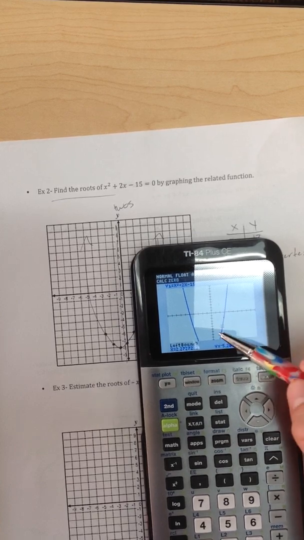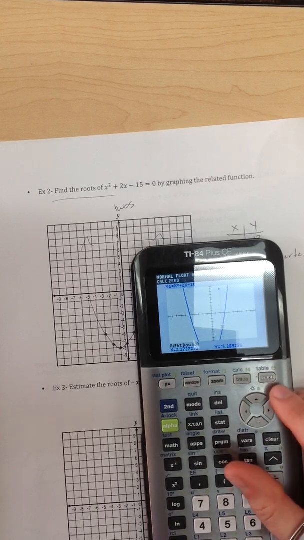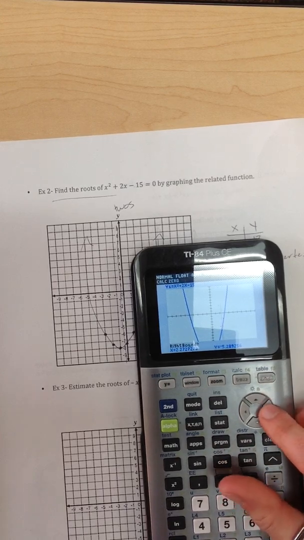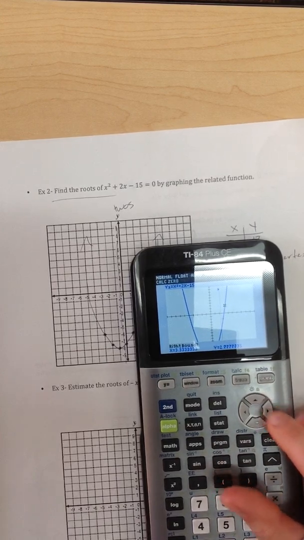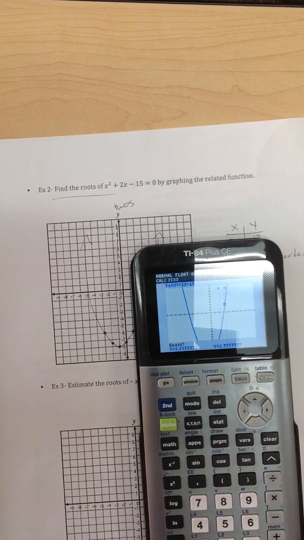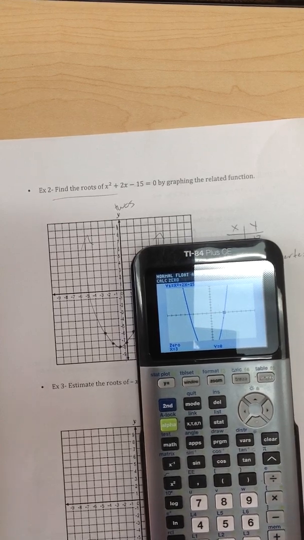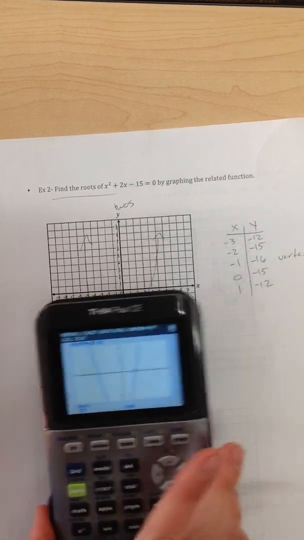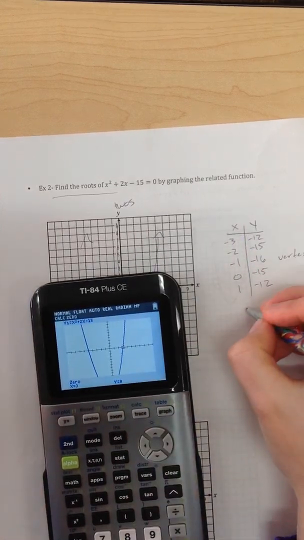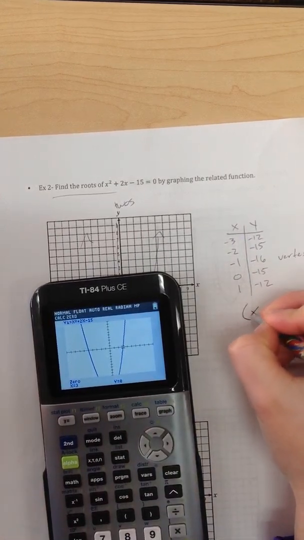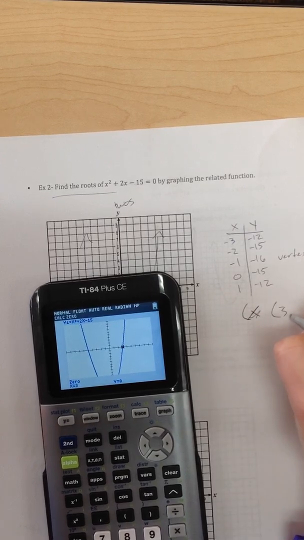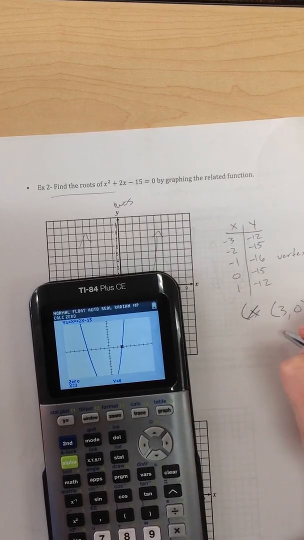Okay, so we're going to find this one first because that's the one I'm closest to. So if I want left bound, I want it to be on the left side of that intercept point, which it is, so I can go enter. Now I want to be on the right side of that, so I need to arrow up so I'm on the right side of it. Click enter, and then enter again, and that'll give me where it crosses. So one of my solutions here would be 3, 0, or you could do x equals 3. Either of those would be fine.